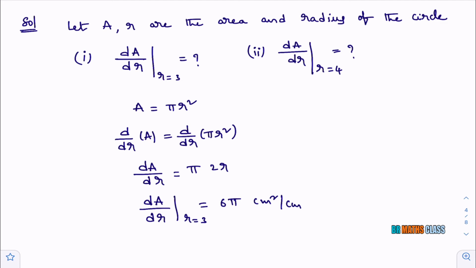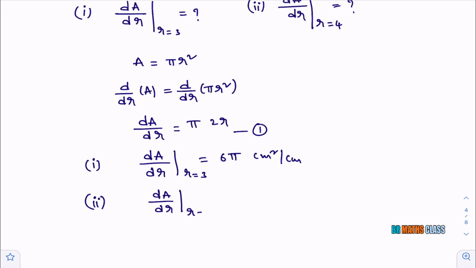Now in the second bit, dA by dr when r equal to 4, what is it? In place of r you write 4, then what will you get? 8 pi you will get. So 8 pi centimeter square per centimeter. I hope you understand this problem.